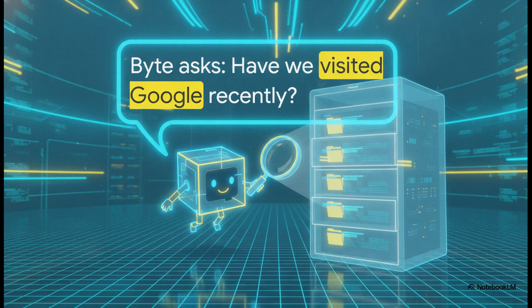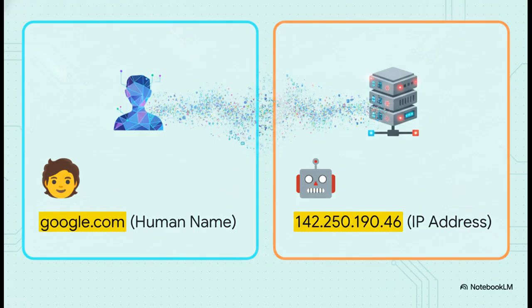It asks one simple question. Hey, have we visited Google recently? If the browser already knows the location because you were just there, it skips the search completely. But if not, Byte has to figure out exactly where to go. And that brings us perfectly to step 2.